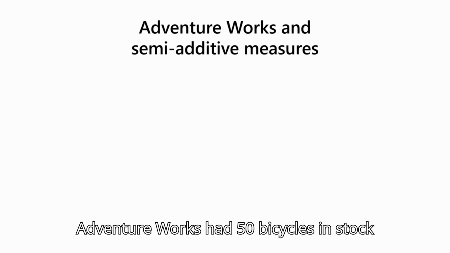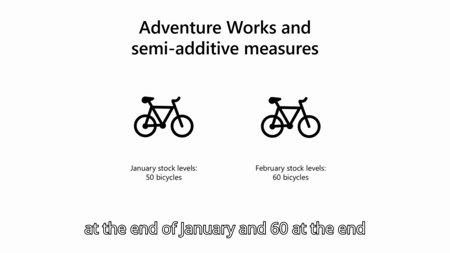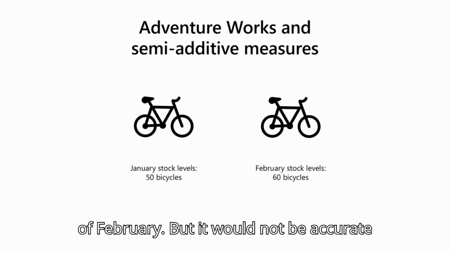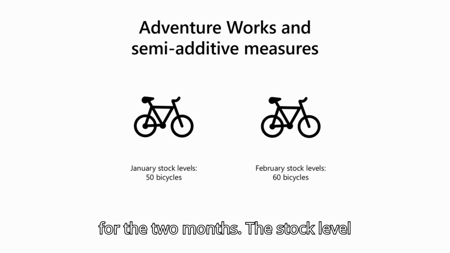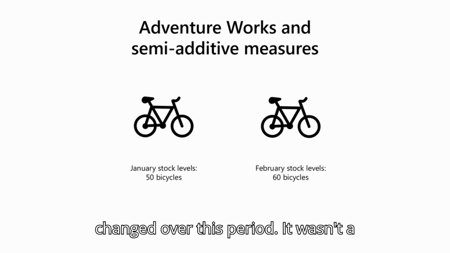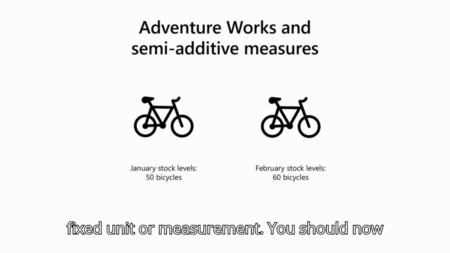For example, AdventureWorks had 50 bicycles in stock at the end of January and 60 at the end of February. But it would not be accurate to say that it had 110 bicycles in stock for the 2 months. The stock level changed over this period. It wasn't a fixed unit or measurement.